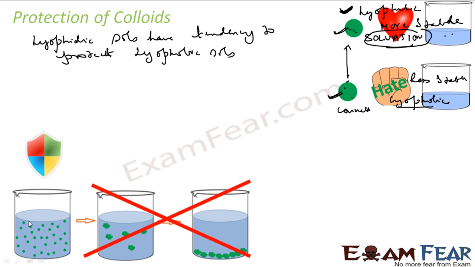See, in the normal scenario, I have a sol, you keep it for some time, and it coagulates. We don't want this to happen. We are protecting this now, right? It is a protection to this, and this will not happen. So typically it has been seen that lyophilic sols have a tendency to protect lyophobic sols. How do they do this? They do this by forming a layer around lyophobic particles, and thus they protect the latter from the electrolytes.